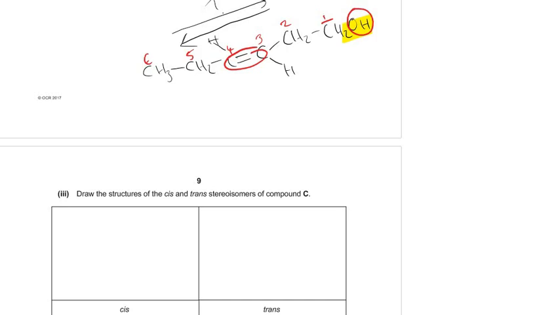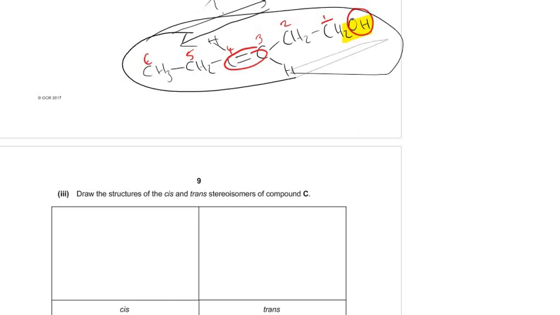Now, as long as your structures are unambiguous, the mark schemes are normally pretty lenient about which structure you choose unless they've specified. So you could draw a skeletal structure or a display structure. Either would be fine. I'm going to go for a display structure just for completion's sake. So I've just got this up here to remind us of the sort of general structure we're looking at. So we've got hex-3-en-1-ol.